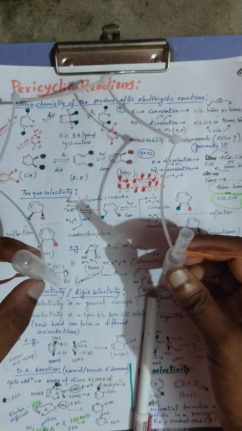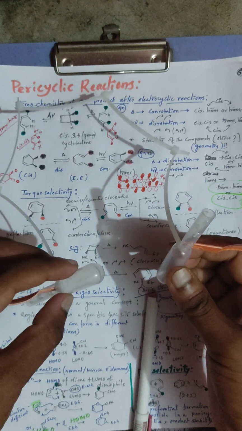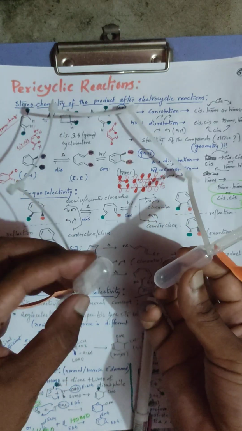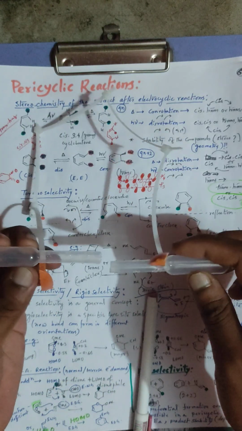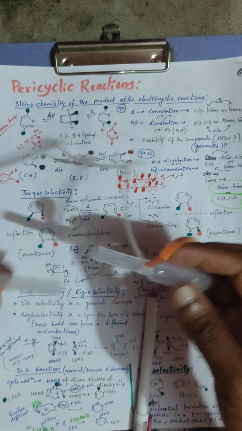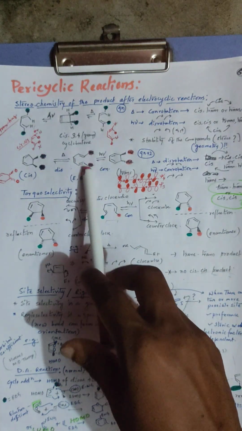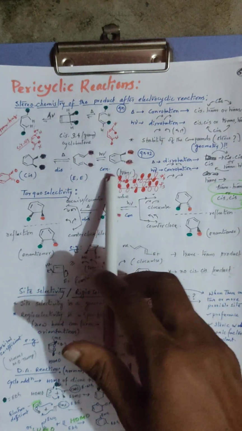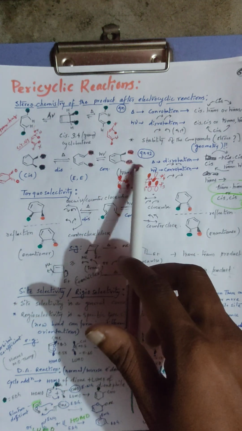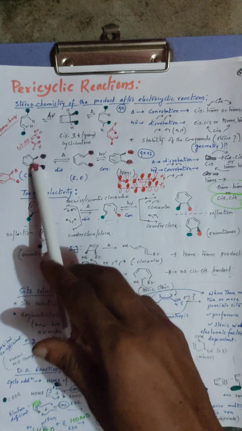So that means if it goes this way, this trans system following conrotation gives the trans product. Either way, conrotation also gives the trans product. So always for the E system of this disubstituted hexatriene, conrotation gives the trans product, and disrotation gives the cis product.